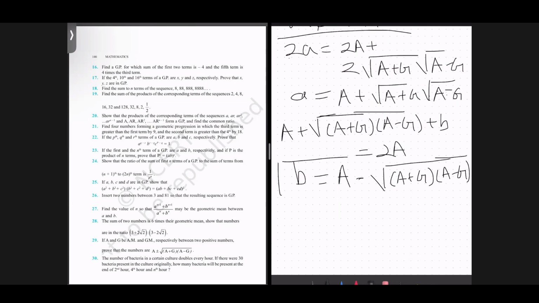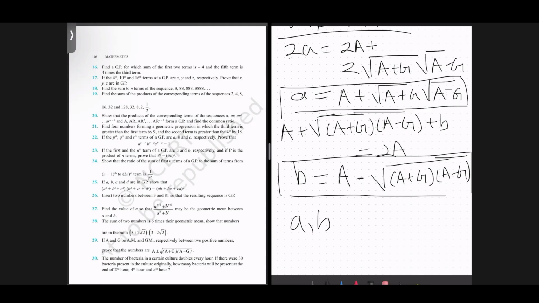So now you have the value of b. You have the value of a right here as well. And as you can see, a and b would be written as A ± under root of (A + G)(A − G). So yeah, that was what was asked of us. We had to show that two positive numbers with their AM and GM would be expressed as this. That was it. Moving on.